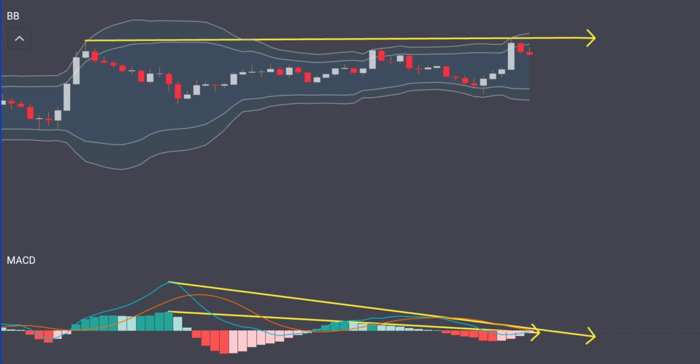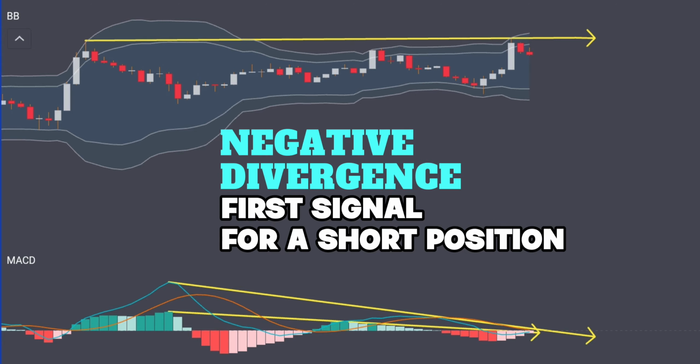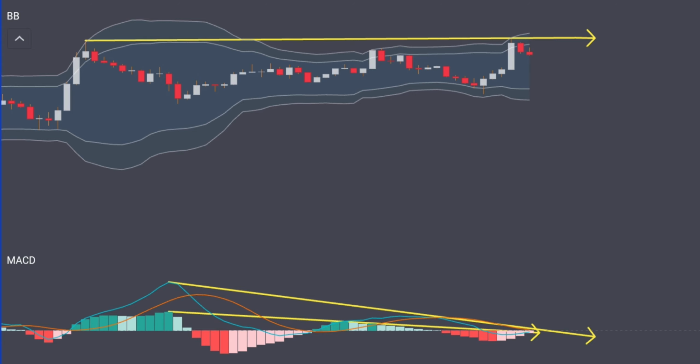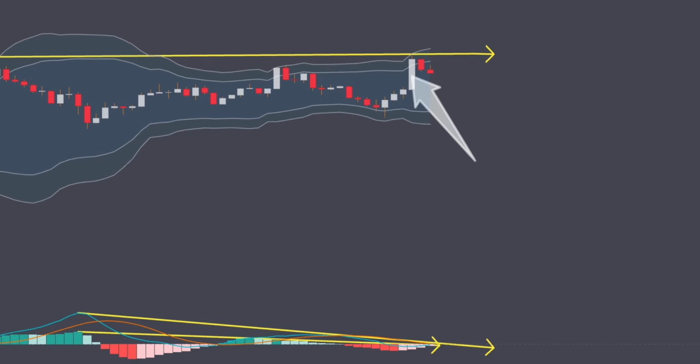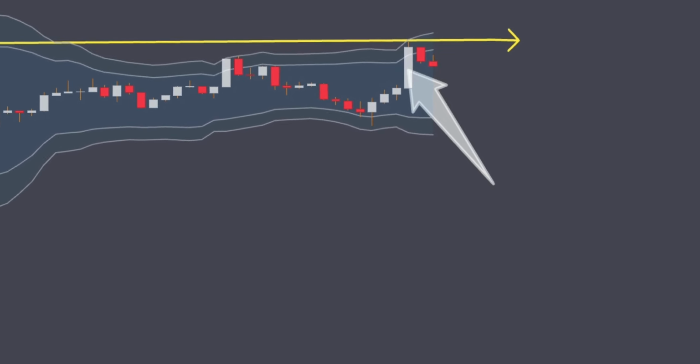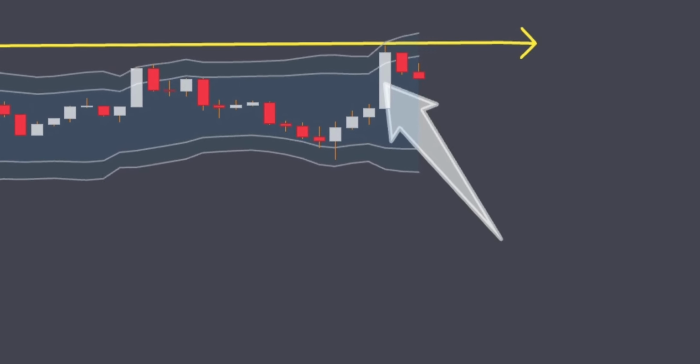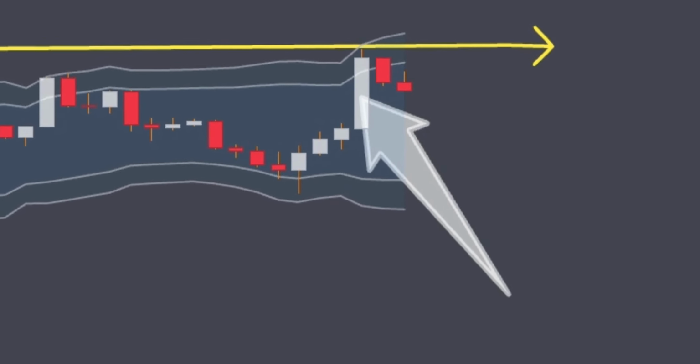As you can see in this example, the moving average lines and histogram of the MACD indicator are moving down while the price continues to rise and reaches new highs. Here, the first signal for the short position is formed, but the conditions for entering the trade have not been completed yet. Of course, we also see that a white bar closes between two Bollinger Bands. This is our second confirmation.